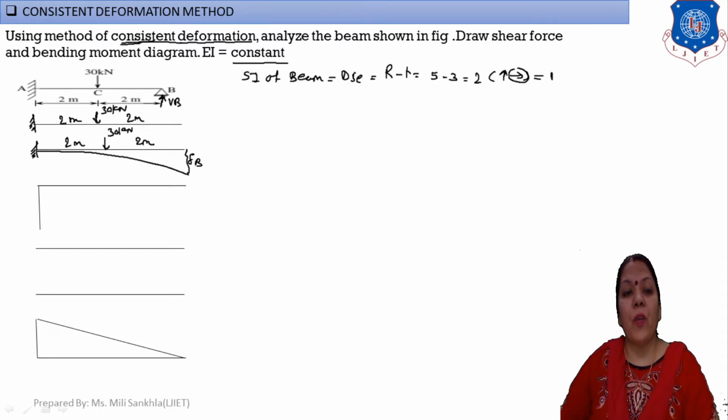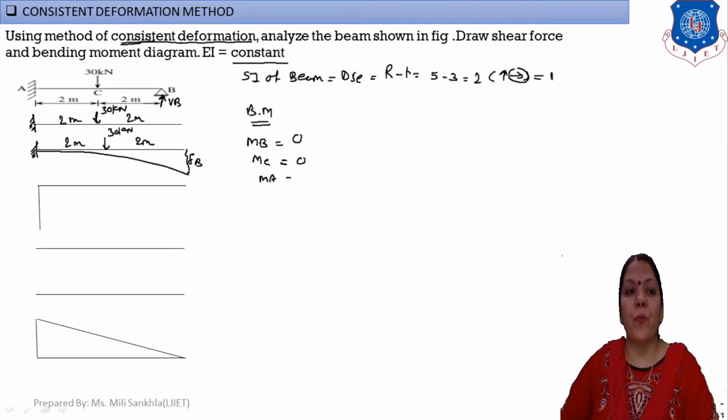Now first of all we find out the bending moment. Make a heading here: bending moment calculation. First the bending moment MB, second MC, and third MA. The bending moment at B is equal to 0 because no force is there. The bending moment at C is 0, because the load is given at that point, so no moment is induced. Now the moment at A is equal to 30 into 2, and that is right-hand side clockwise, minus. A cantilever beam moment is always minus. 30 into 2 is equal to minus 60 kilonewton meter.